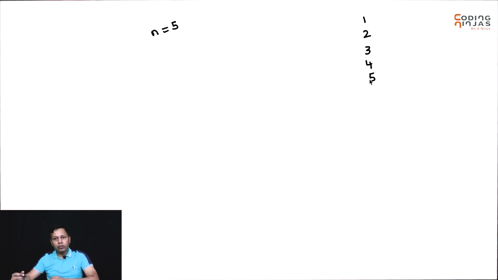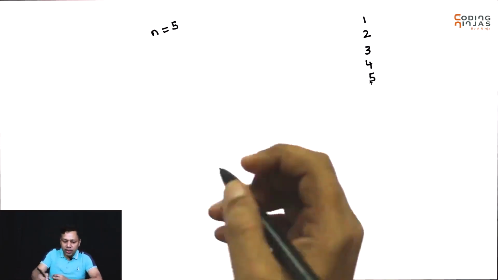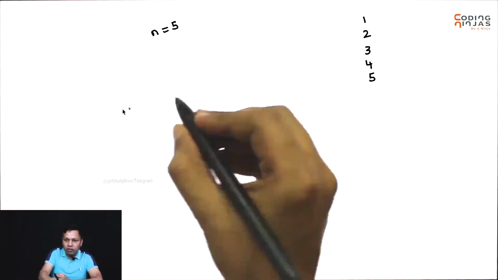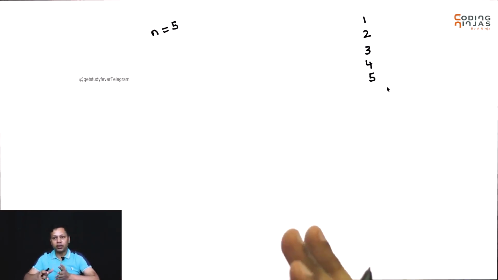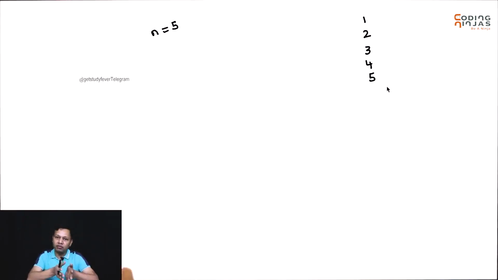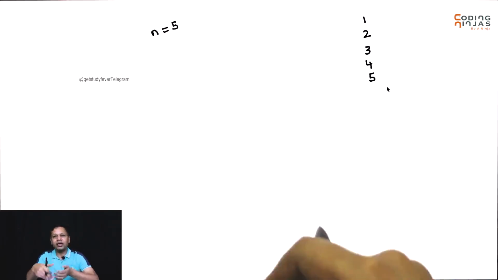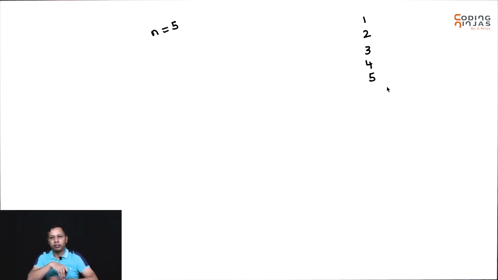So printing numbers from 1 to n can be divided into two parts. One is wherein I am printing numbers from 1 to n minus 1, and then finally I am printing number n. So this is the way that we can approach the problem. This problem can very easily be solved using recursion. So what do I have to do in this case?